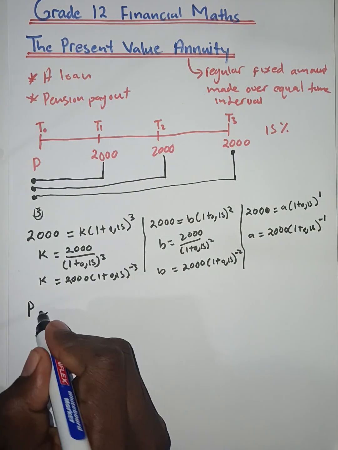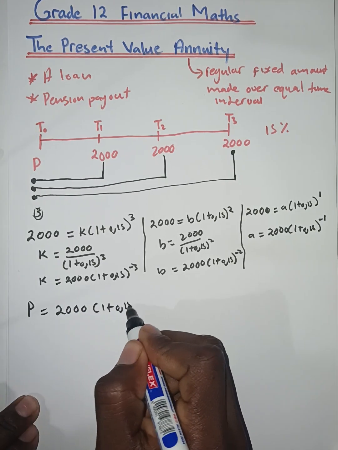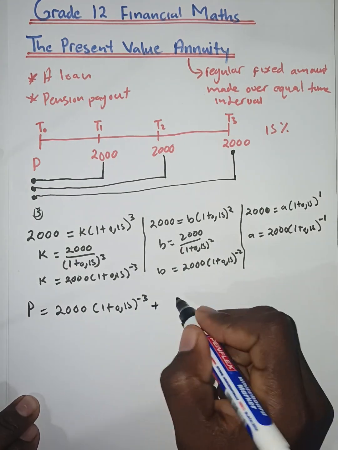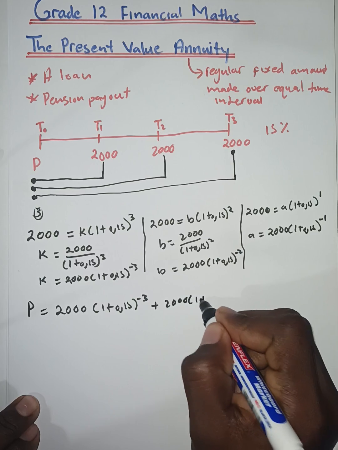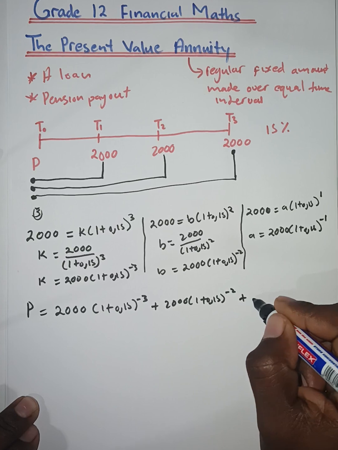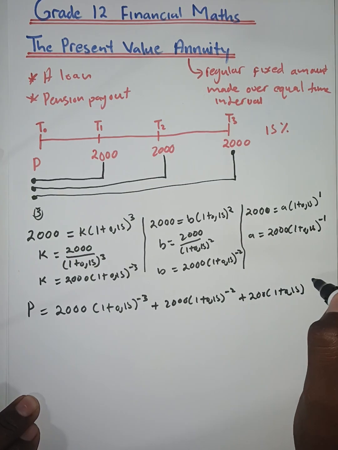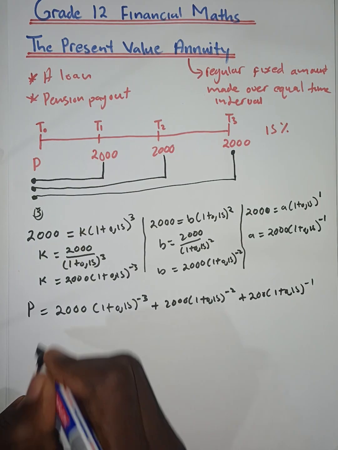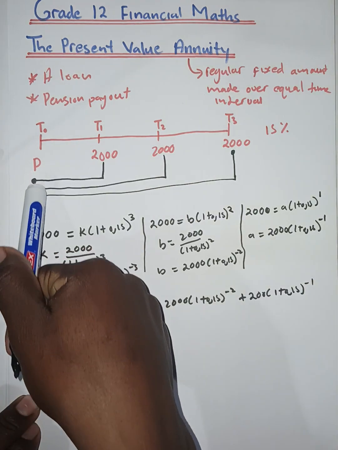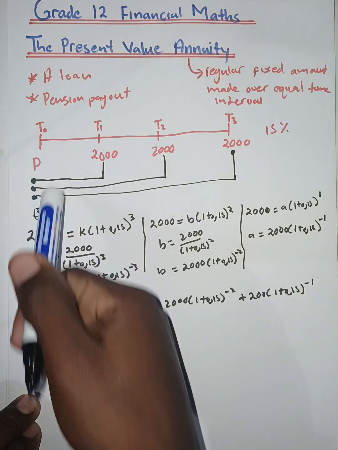So I would take the first one, which was 2000 times 1 plus 0.15 to the power negative 3, plus the second, which was 2000 times 1 plus 0.15 to the power negative 2, plus the third, which was 2000 times 1 plus 0.15 to the power negative 1. All of these amounts with all of the interest undone would be equal to that loan at T0. So I would be able to know how much the loan that was granted was.